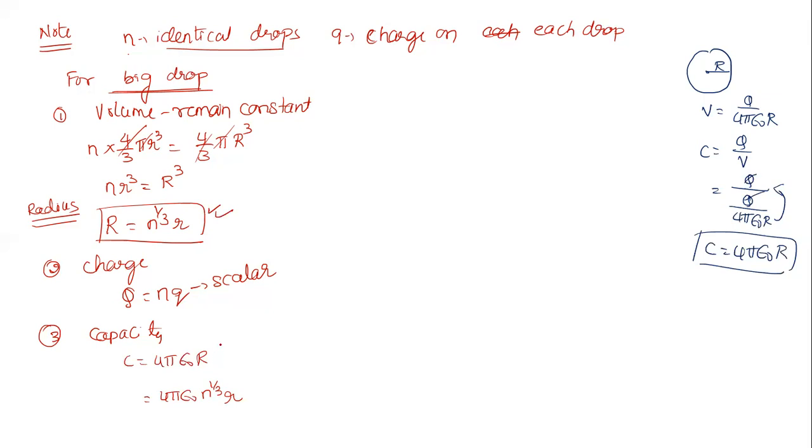Okay. So what is the capacitance of a smaller drop? It is 4 pi epsilon naught times r. So I'll write it like this: n to the power of 1 by 3 into C. That is the capacitance of the bigger drop, where C naught is the smaller drop's capacitance. Okay, so this is the one thing.